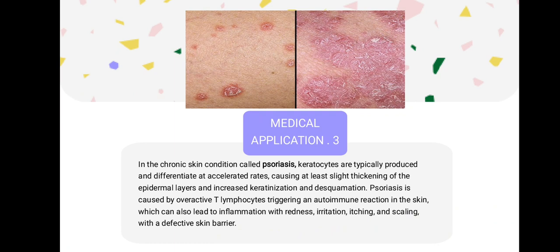Medical application 3. In the chronic skin condition called psoriasis, keratinocytes are typically produced and differentiate at accelerated rates, causing at least slight thickening of the epidermal layers and increased keratinization and desquamation. Psoriasis is caused by overactive T lymphocytes triggering an autoimmune reaction in the skin, which can also lead to inflammation with redness, irritation, itching, and scaling with a defective skin barrier.